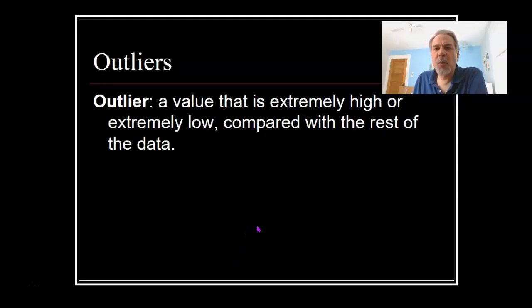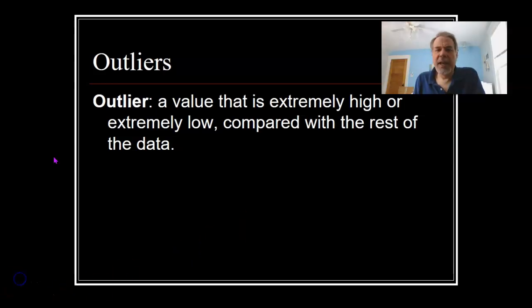But now let me talk about what outliers are. An outlier is a value that is extremely high or extremely low compared with the rest of the data. An outlier is a number that's a lot bigger or a lot smaller than all your other numbers. How much is a lot? Well, I'll try to answer that in a minute. But first, let me talk about how outliers might arise, what they might mean.